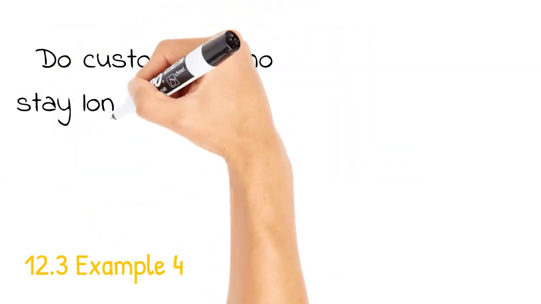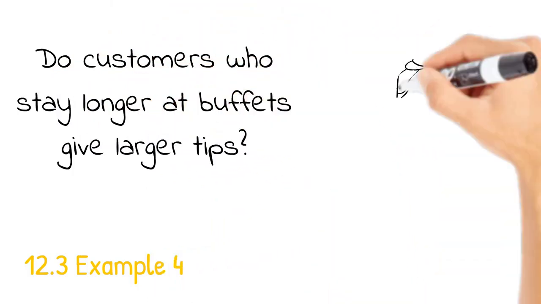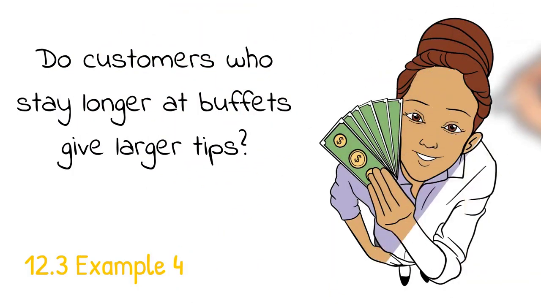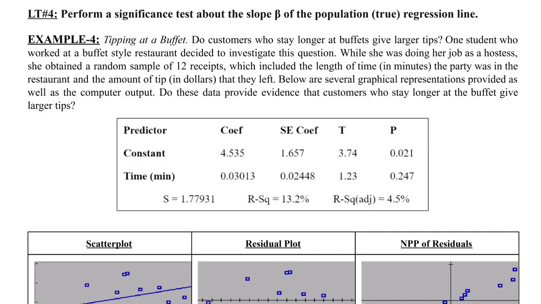12.3, example 4. Do customers who stay longer at buffets give larger tips? One student who worked at a buffet-style restaurant decided to investigate this question. This is our last learning target of the course, LT number 4: perform a significance test about the slope beta of the population true regression line. Let's look at the student's investigation.